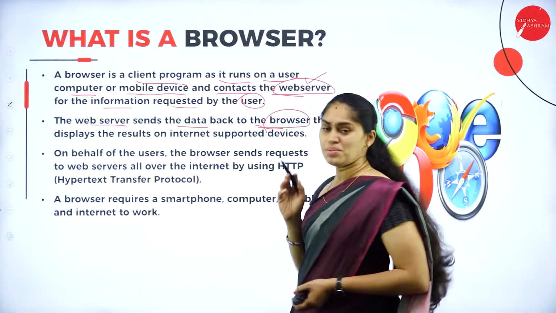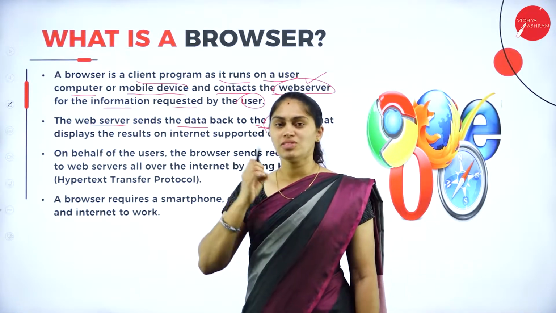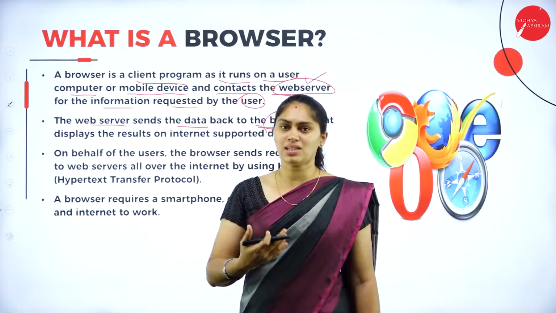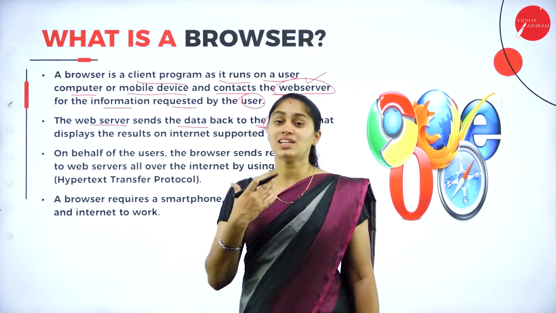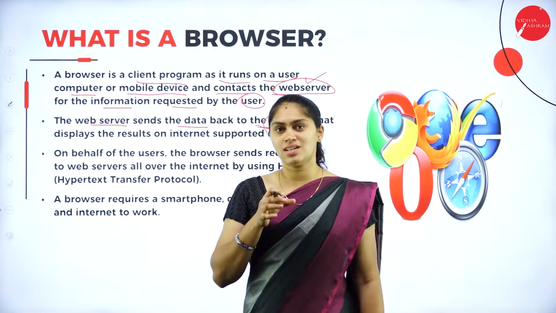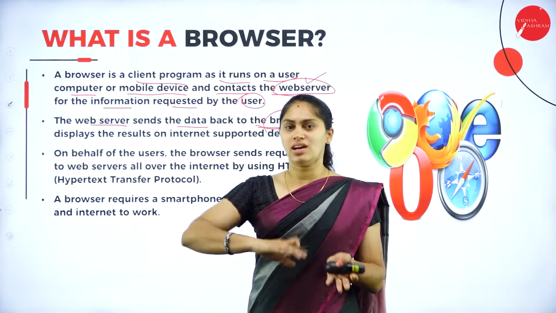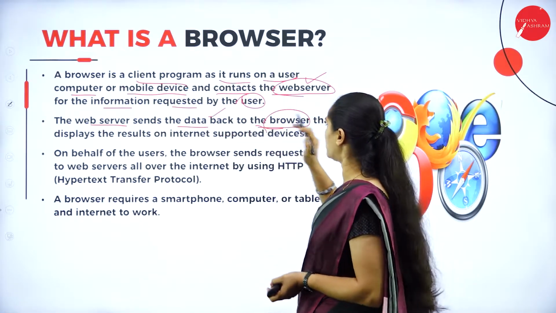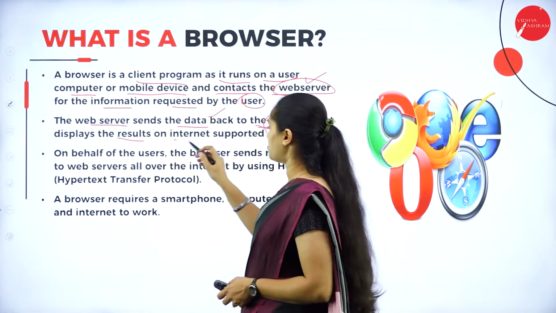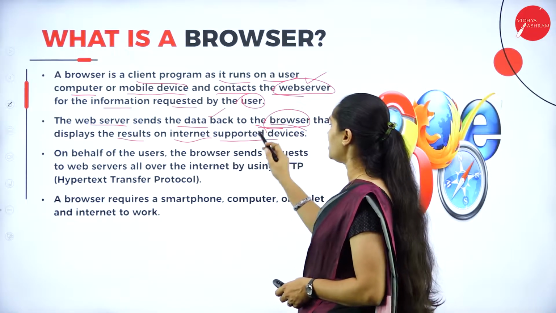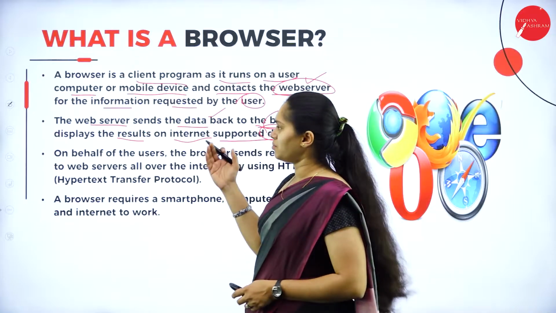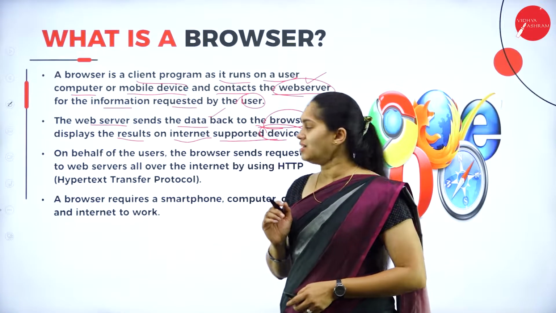So in the web server, we have the whole content. With the help of this browser, we are sending a request. For example, if you are typing something over Chrome, that is what you are sending as a request. That request is carried by the browser to the server. The server will send the data back to the browser, which displays the results on the internet, supported by the devices. On the monitor or on mobile devices, we are going to get the result.